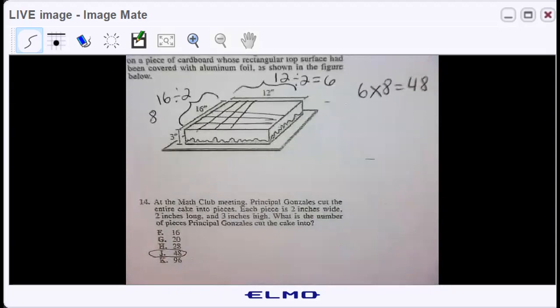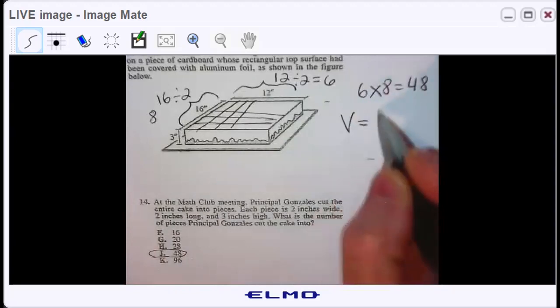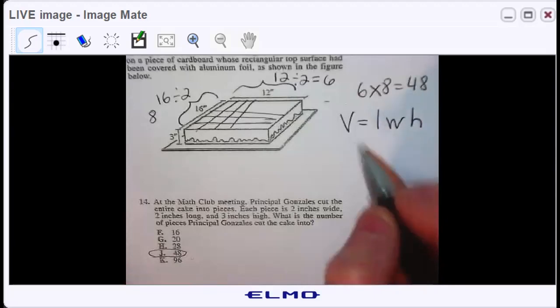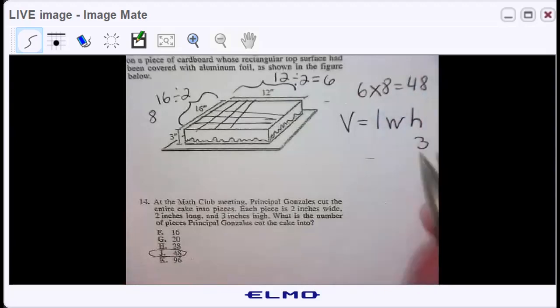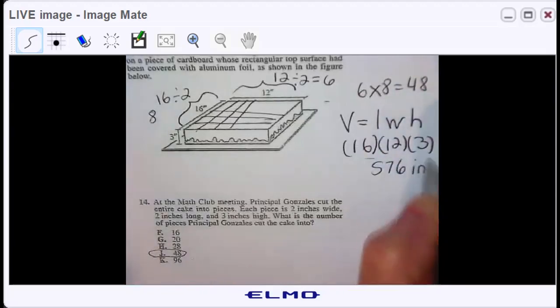You could actually find the volume of the cake itself. And if you remember, volume is length times width times height. That's a formula that's not going to be given to you on the ACT. You're just going to have that formula memorized. Then take the dimensions of the cake. They gave us the height of 3, 12 for the width, and of course 16 for the other dimension. Then you can just multiply those 3 numbers together to get 576 inches cubed.